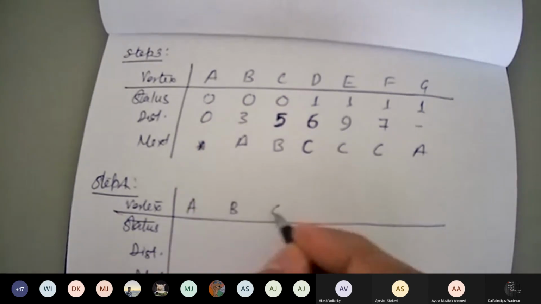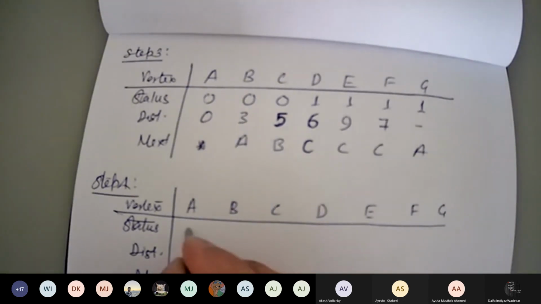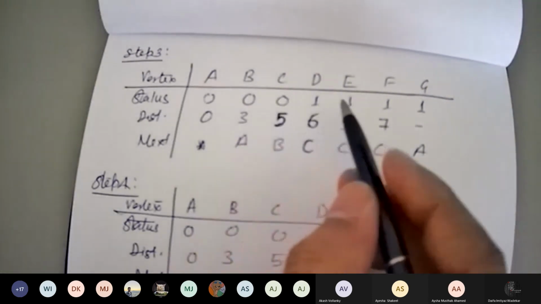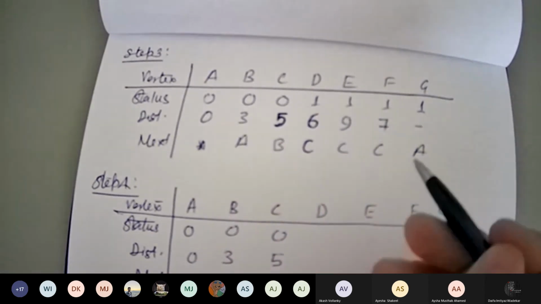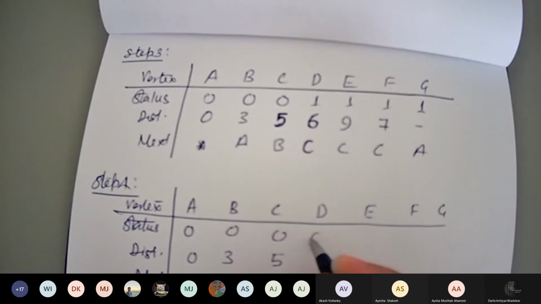A, B, C, D, E, F, and G. So till now you had status 0, 0, 0, then 0, 3, 5, star, A, B. Now tell me, wherever the status is 1 (0 anyway you are not going to touch) and distance is there, which one is minimum? D. So here D status will become 0, and distance you will take 6, and here you will write C.